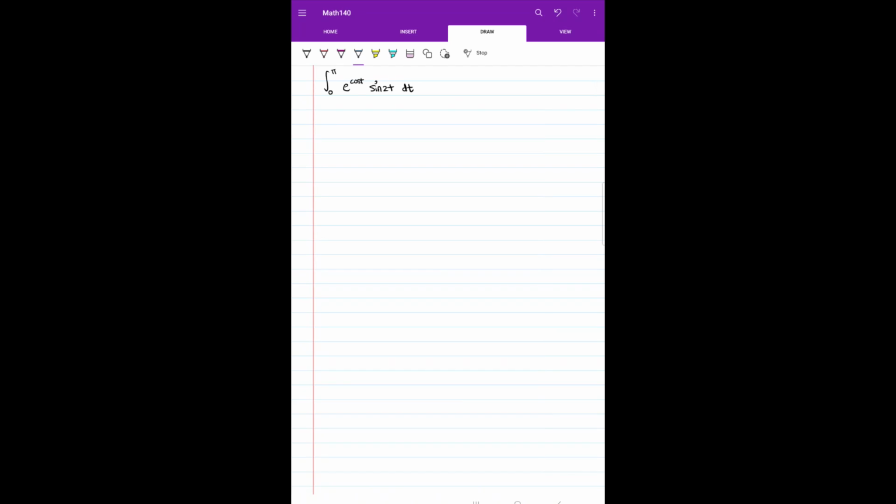Okay, so today we have the integral from 0 to pi of e to the cosine t multiplied by sine 2t with respect to t. Now the first thing you'd notice is that we have two problems in our integral. We have a double angle and we have e raised to a trig function. So we look pretty hopeless right now.